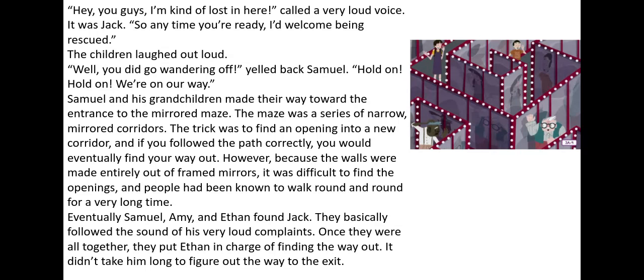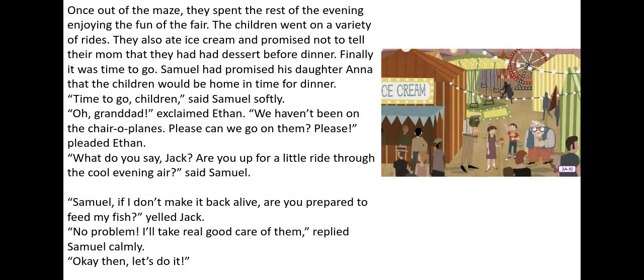Eventually, Samuel, Amy, and Ethan found Jack. They basically followed the sound of his very loud complaints. Once they were all together, they put Ethan in charge of finding the way out. It didn't take him long to figure out the way to the exit. Once out of the maze, they spent the rest of the evening enjoying the fun of the fair.